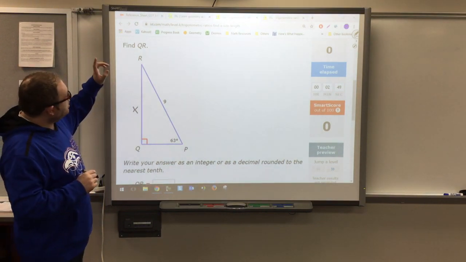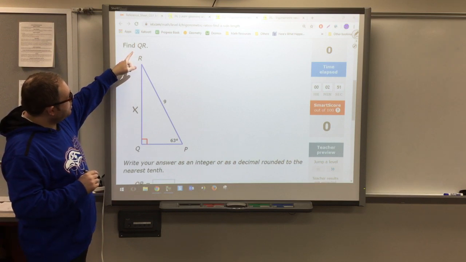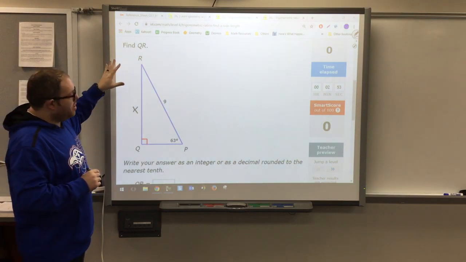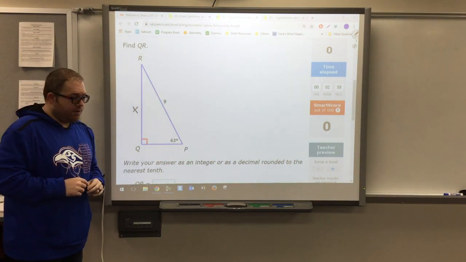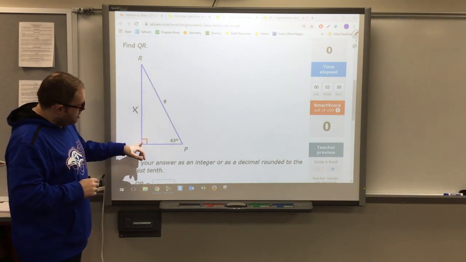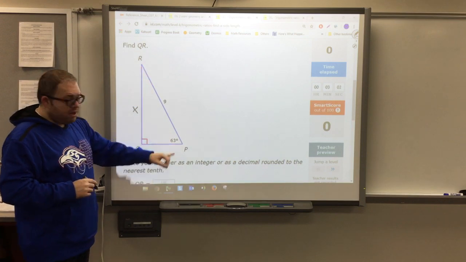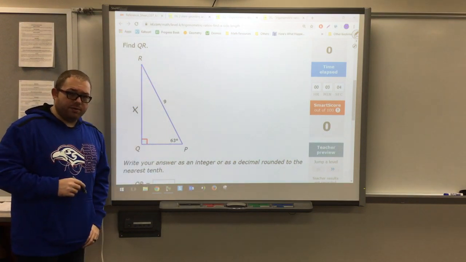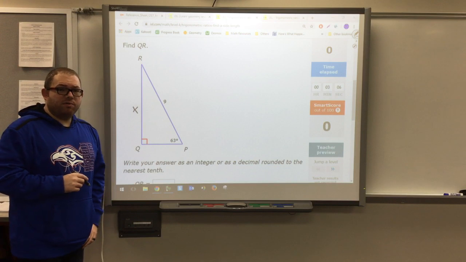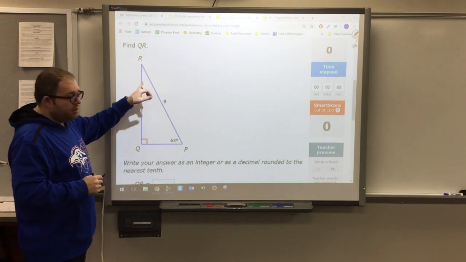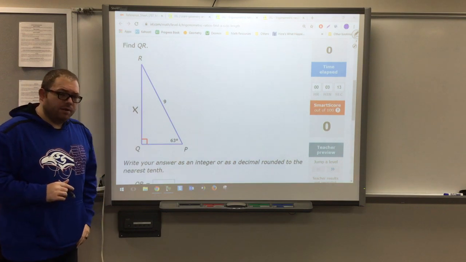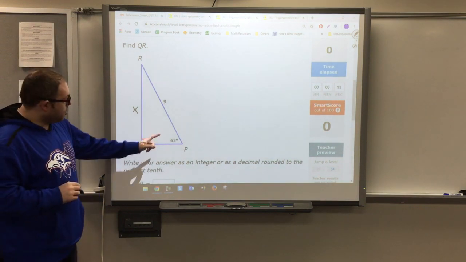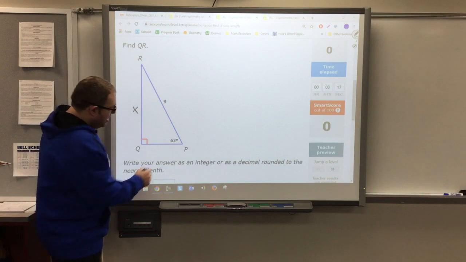Since we are going to find QR, in order to do that, we have to focus on one of the 2 acute angles in the diagram. Now that's our right angle. That means that R and P are our 2 acute angles. Now, you can solve the problem using this angle, but there's really no reason to do any extra work if you can avoid it. So the first thing we're going to do is work with this angle here since it's given.